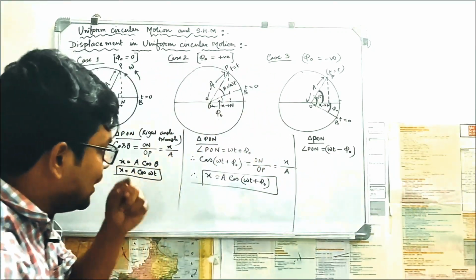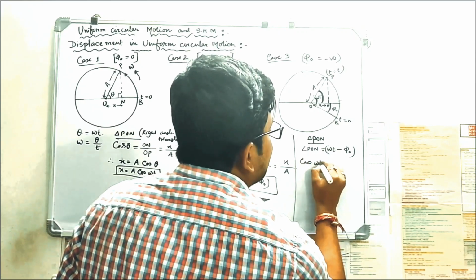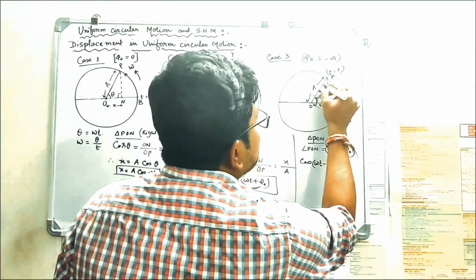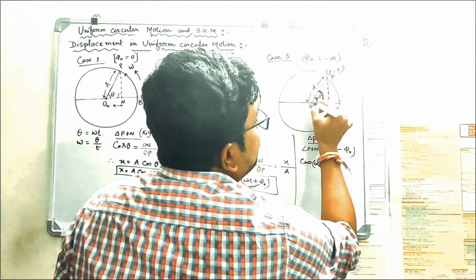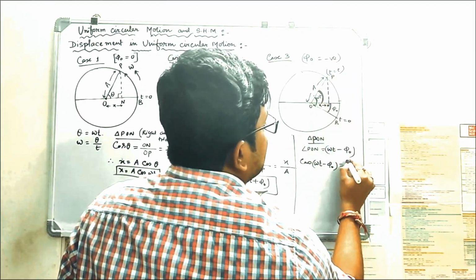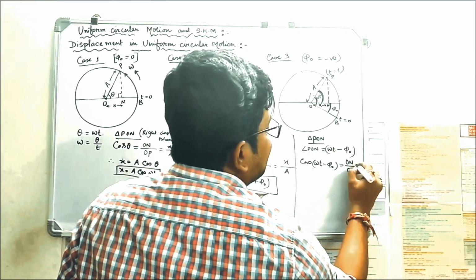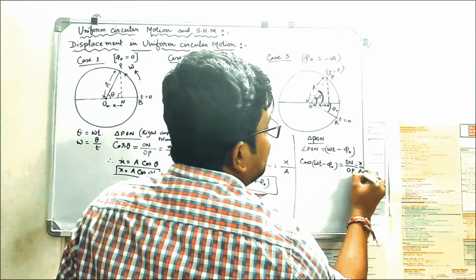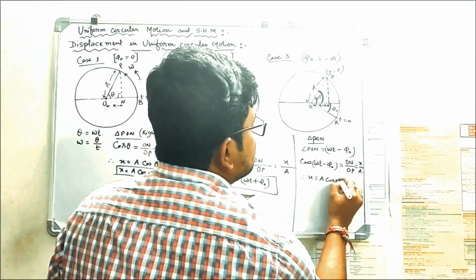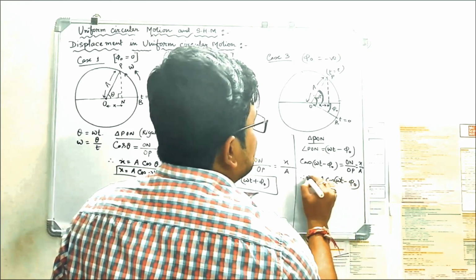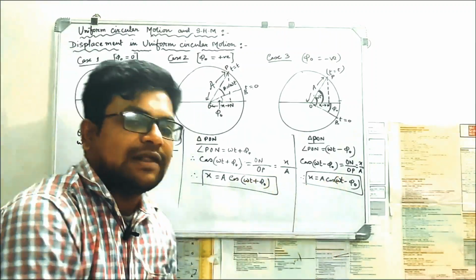Okay, now again I will apply this cos theta formula. Cos of omega t minus phi naught, that means cos of this angle from this right angle triangle, is equal to base upon hypotenuse. Base means ON, hypotenuse is OP. So ON means X, hypotenuse A. So therefore I am getting the expression A cos omega t minus phi naught. So this is the expression for displacement.